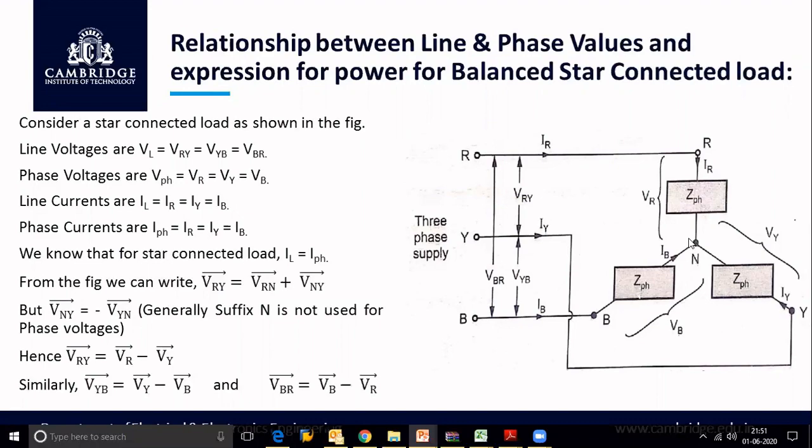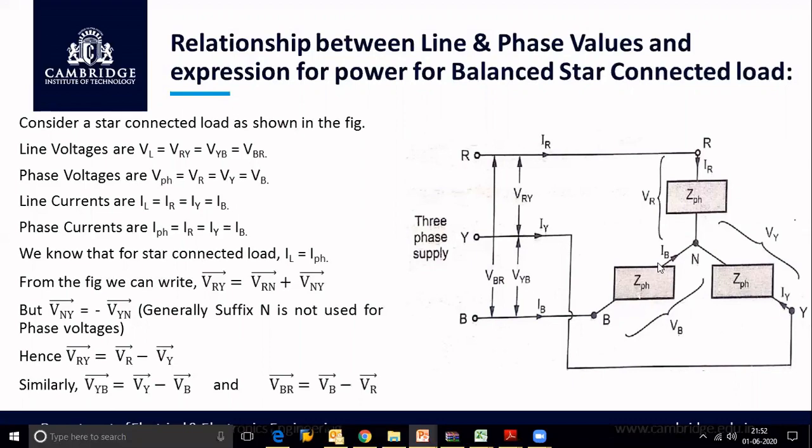Similarly, the phase voltages. Phase voltage is the voltage across any load in a particular phase. So here the voltage VRN is the phase voltage. Simply we can represent it as VR. Similarly, VYN which is called VY and VBN which is called VB. Therefore here VR, VY and VB are called phase voltages. In general they are denoted as V suffix PH. Similarly, the currents passing through this load, that is IR, IY and IB again, are the phase currents, which are generally denoted as I phase.